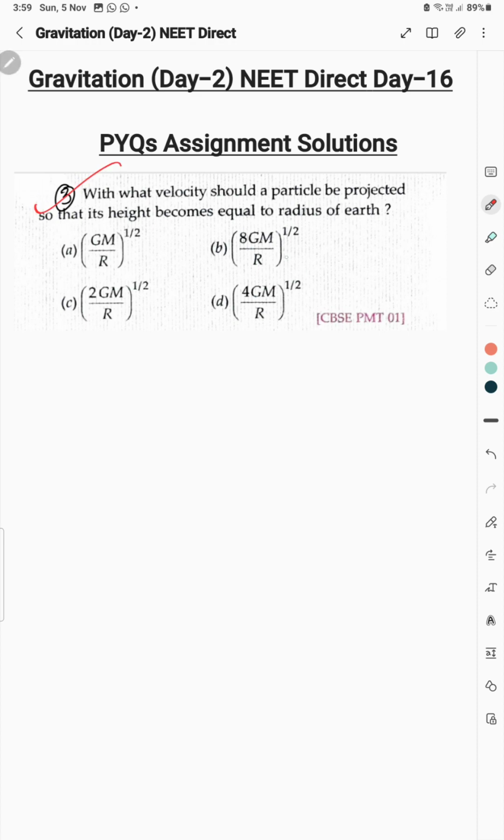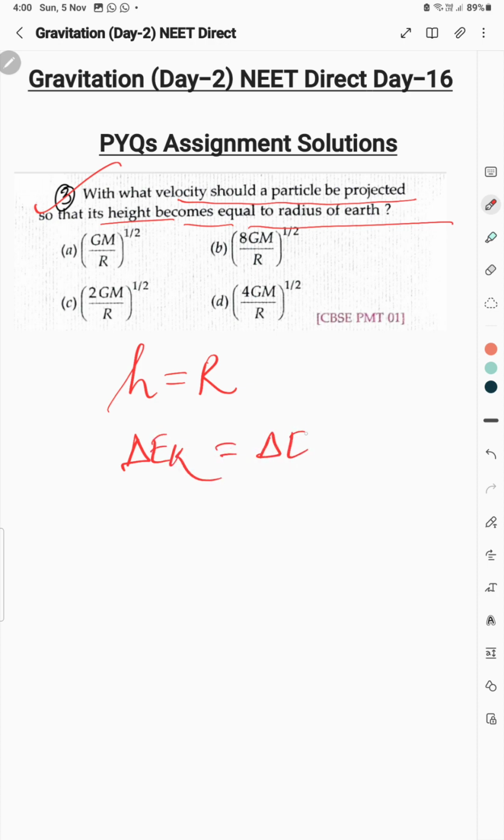Now let's move on to question third. With what velocity should a particle be projected so that its height becomes equal to the radius of the earth? That means its height should become equal to the radius of the earth. This question can be solved on the basis of the law of conservation of energy. That is, change in kinetic energy is equal to change in potential energy, and here I mean gravitational potential energy. Because when the particle reaches the highest position, its velocity becomes 0. So change in kinetic energy is simply half mv square minus 0, because finally the velocity will be 0.